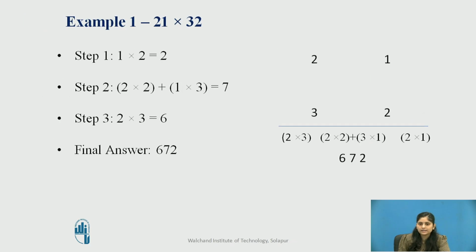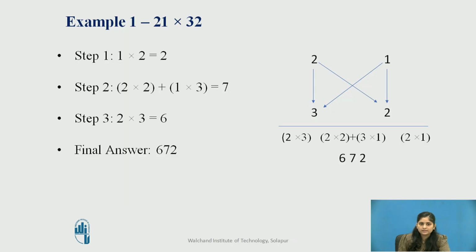Now let us take one example of 2-digit multiplication using the Urdhva Tiryagbhyam method. If we have to multiply 21 with 32, see how we can perform the multiplication. First of all, we multiply the unit place, that is 1 into 2, that means 2. Then we cross multiply and add, that means 2 into 2 plus 3 into 1. Then we multiply the tens place, that is 2 into 3.